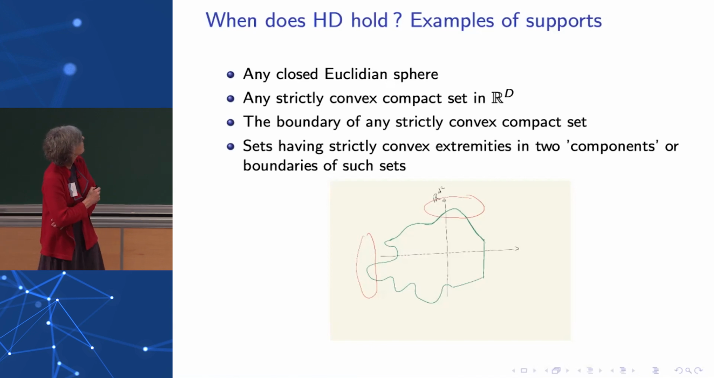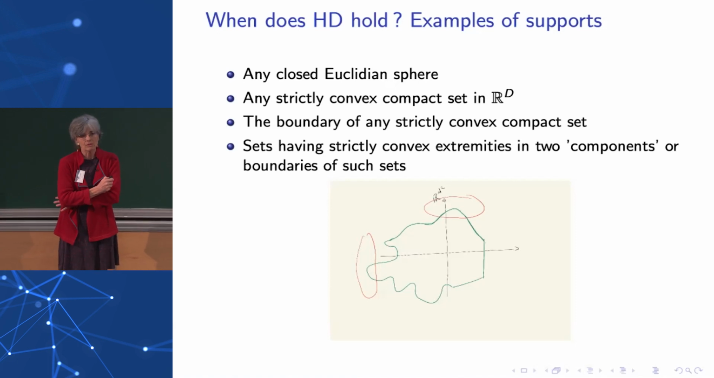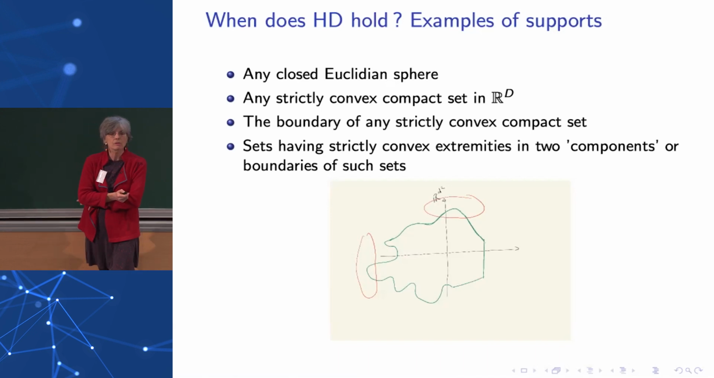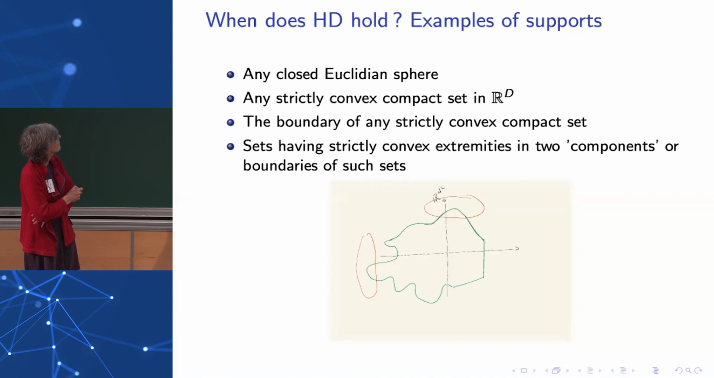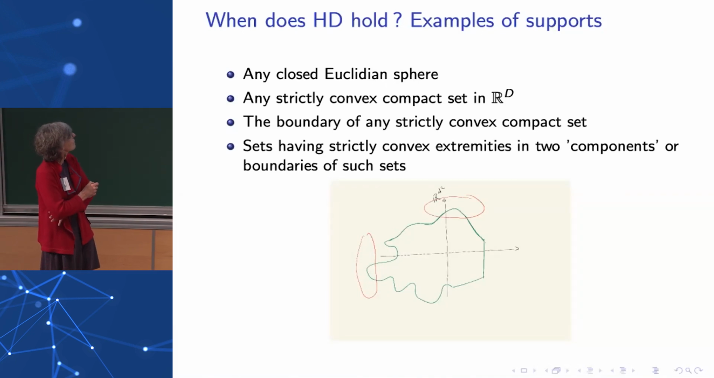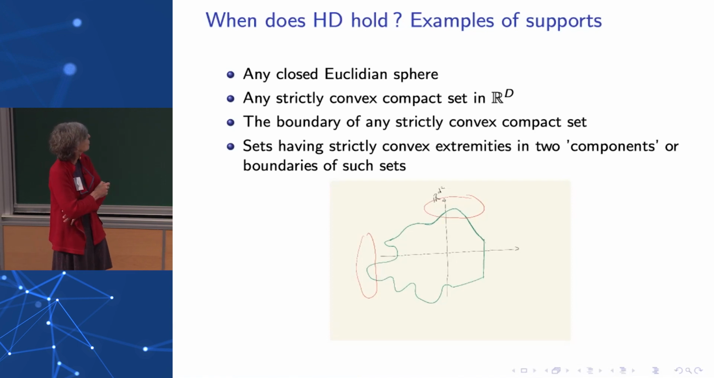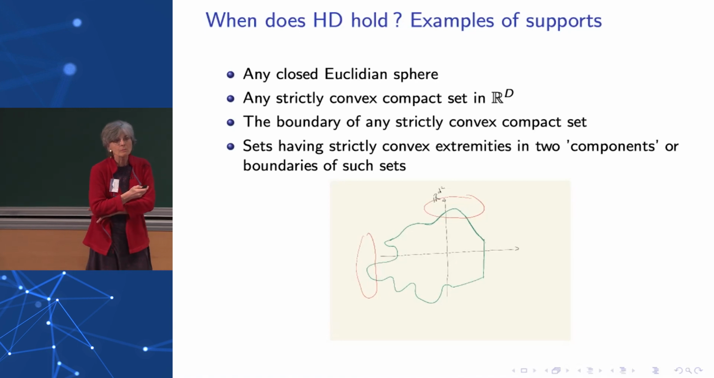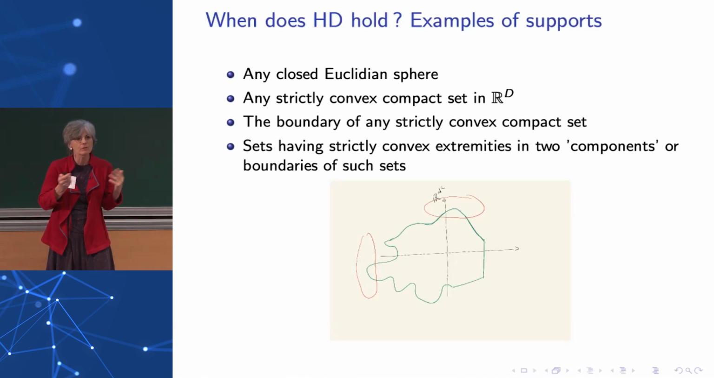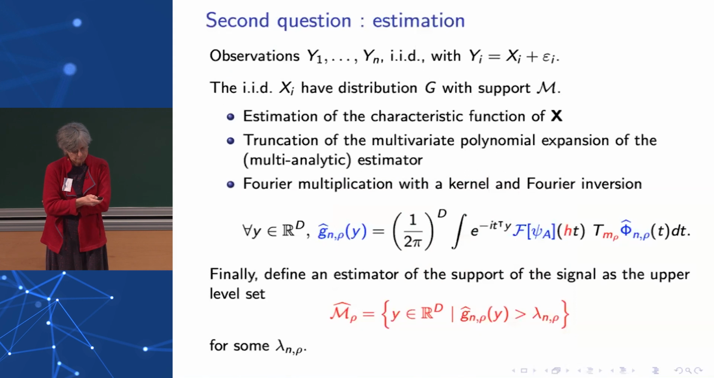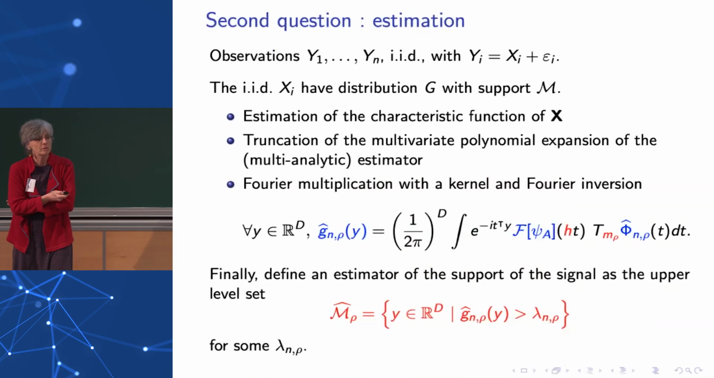So using this condition, you can exhibit supports for which everything works well. Any closed Euclidean sphere, any ball, any strictly convex set satisfies the assumption. The boundary of any strictly convex compact set, and more generally sets or boundaries of such sets that satisfy what I showed earlier in both directions. I decomposed my signal somewhere where you are strictly convex in both directions. So it is much more general, and results hold almost everywhere in the set of sets. So almost any structure, except very specific ones, can be recovered without knowing anything about the noise. So this was the identifiability result.